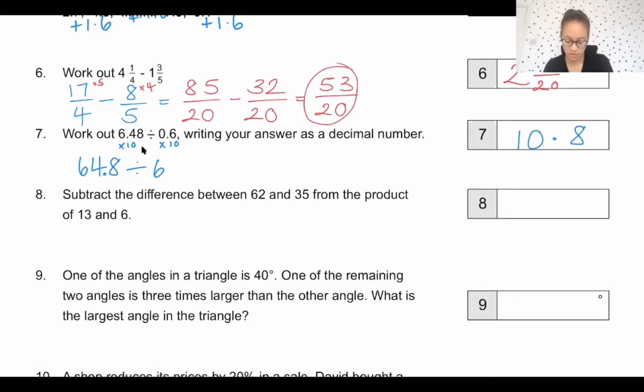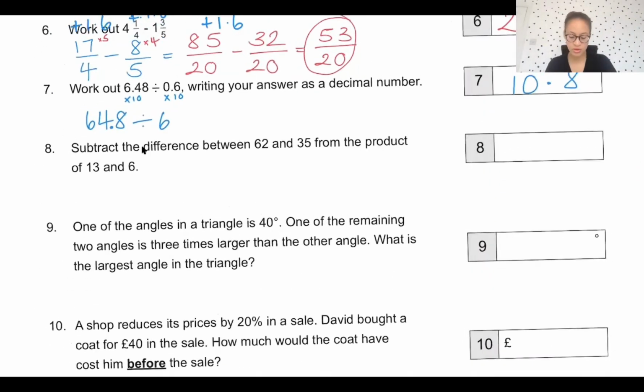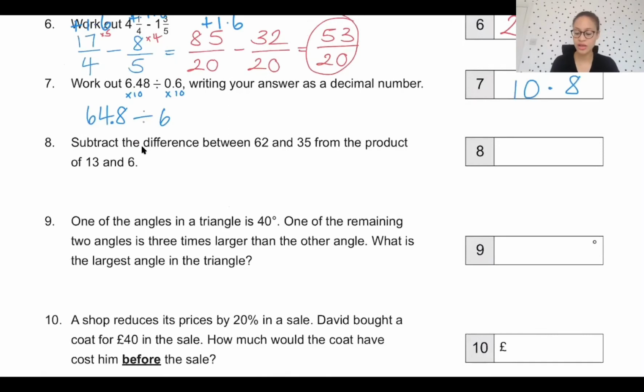Right, next one, if you've done that, number 7 now: subtract the difference between 62 and 35 from the product of 13 and 6. I'm going to put them in brackets just to separate the calculations for me. So subtract the difference from the product of those numbers. Product, remember, means multiply. So you're going to find out 62 minus 35. You're going to find out 13 times 6, and then you'll subtract one answer from the other.